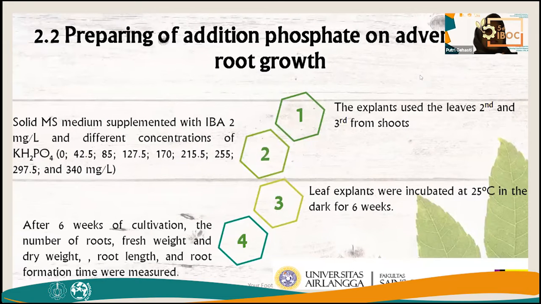The second is preparing the addition of phosphate and adventitious root growth. The explants used were the second and third leaves from shoots, and then solid MS medium was supplemented with IBA 2 mg per liter and different concentrations of phosphate. After that, leaf explants were incubated at 25 Celsius in the dark for 6 weeks. After 6 weeks of cultivation, the number of roots, fresh weight, dry weight, root length, and root formation time were measured.